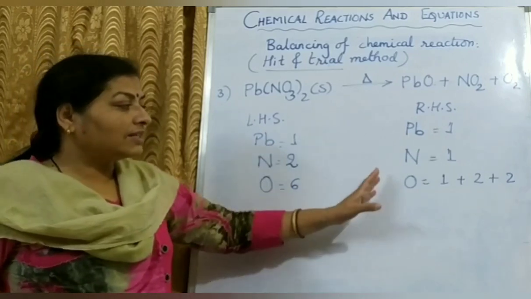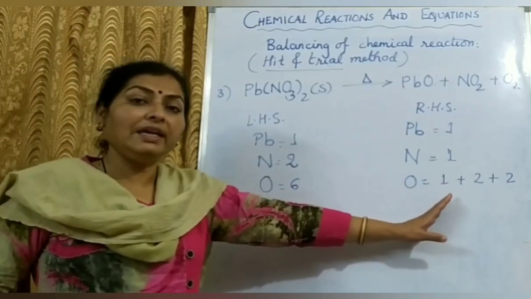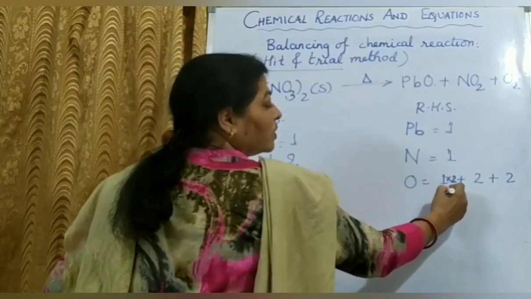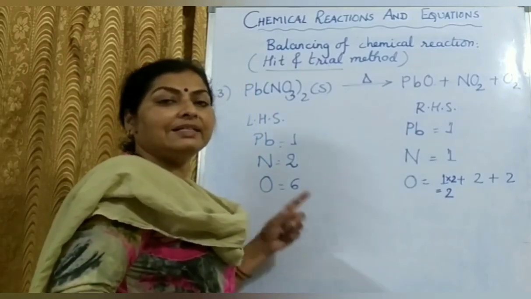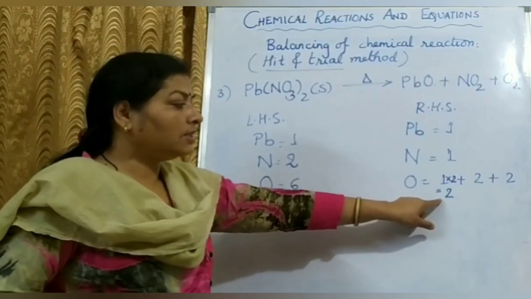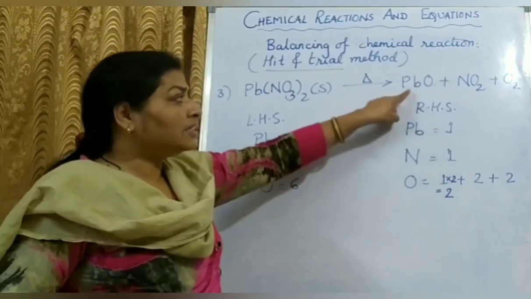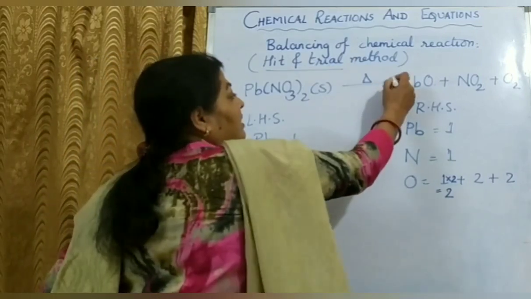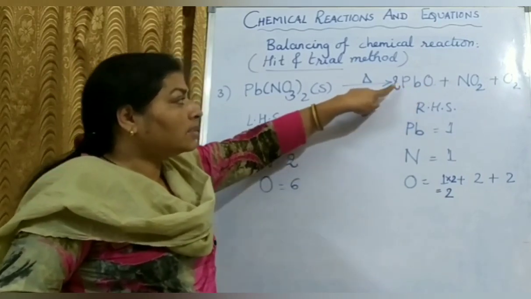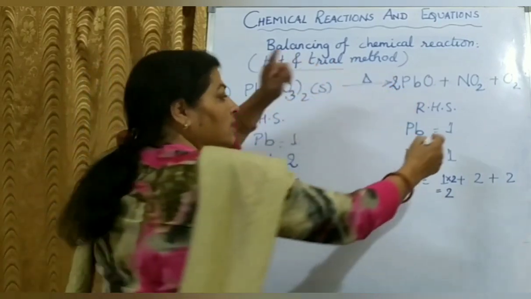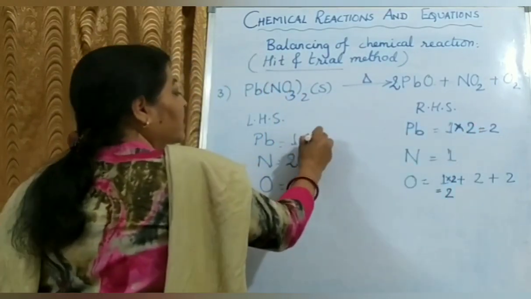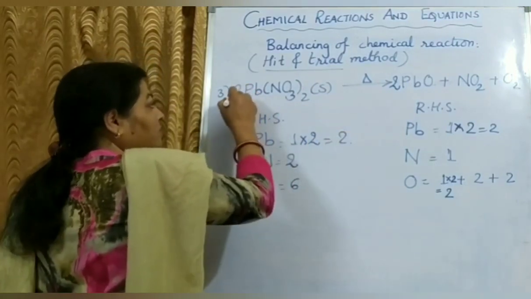So in such cases, first make the odd number of oxygen even by multiplying by the smallest number. So we multiply this by 2. So it will become even. Then it will become easy to balance. So before balancing nitrogen, I made the change here. Now whatever change I have made here, immediately I should make in the equation. So I write here 2 PbO. Now Pb got changed, so I multiply Pb by 2. Then this also will get multiplied by 2, so I will have to put a 2 here.